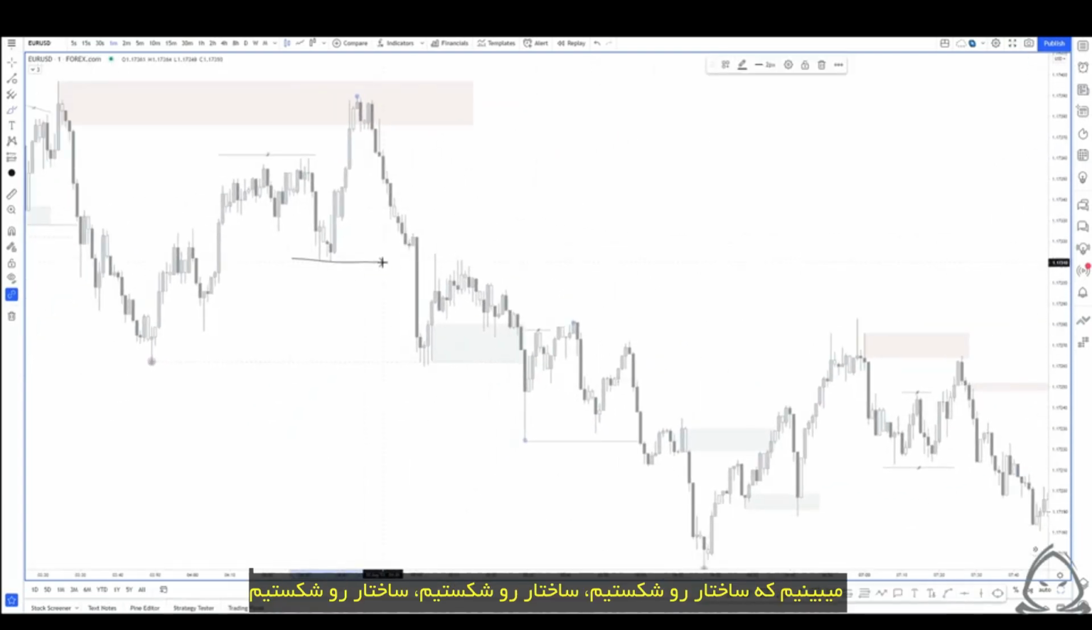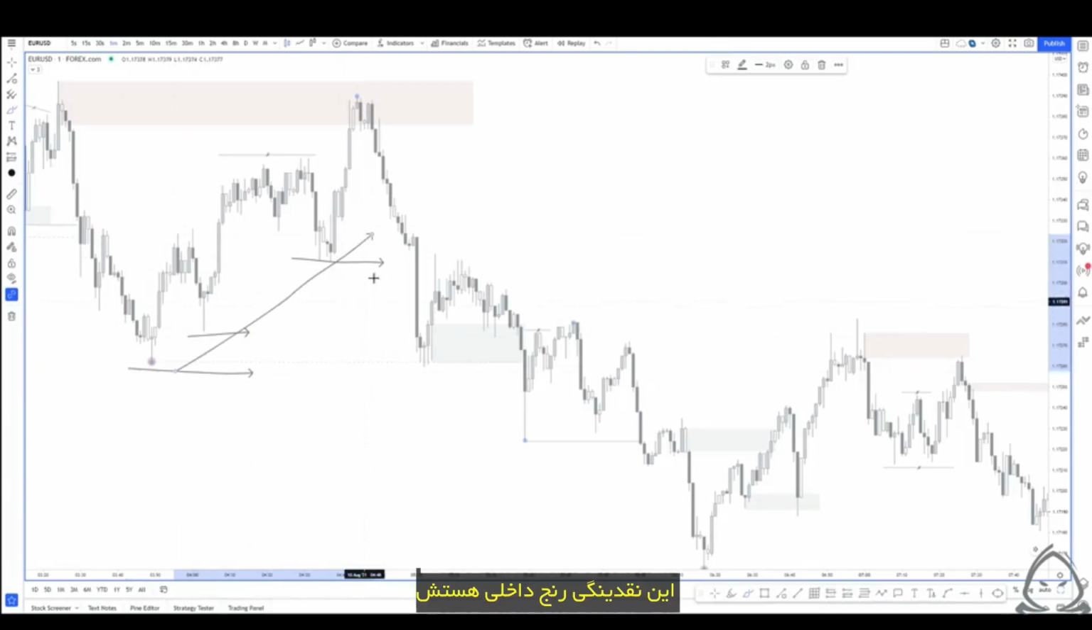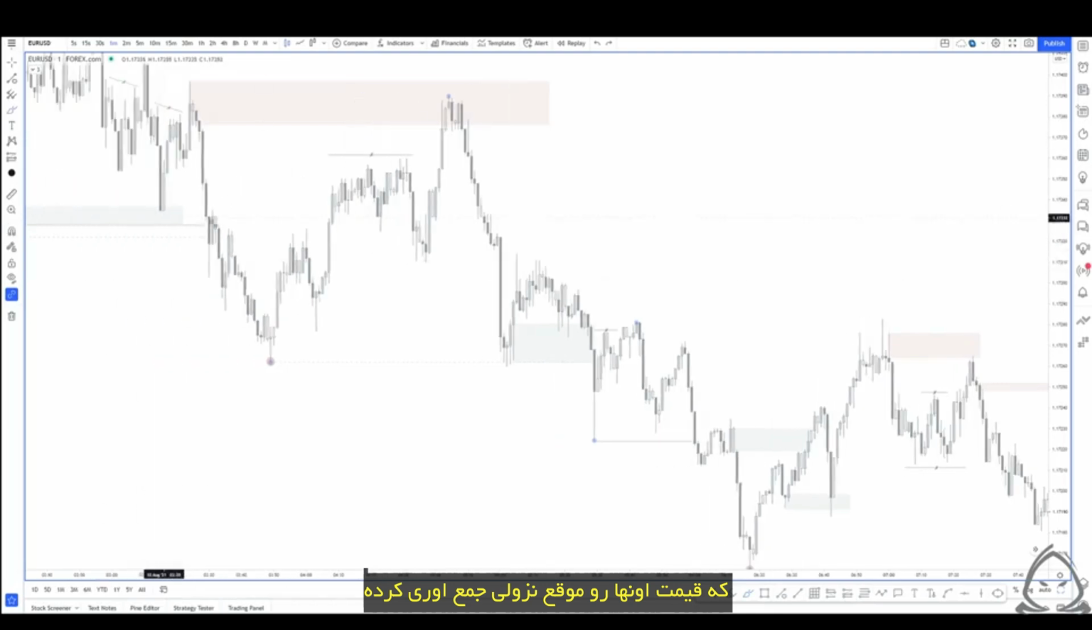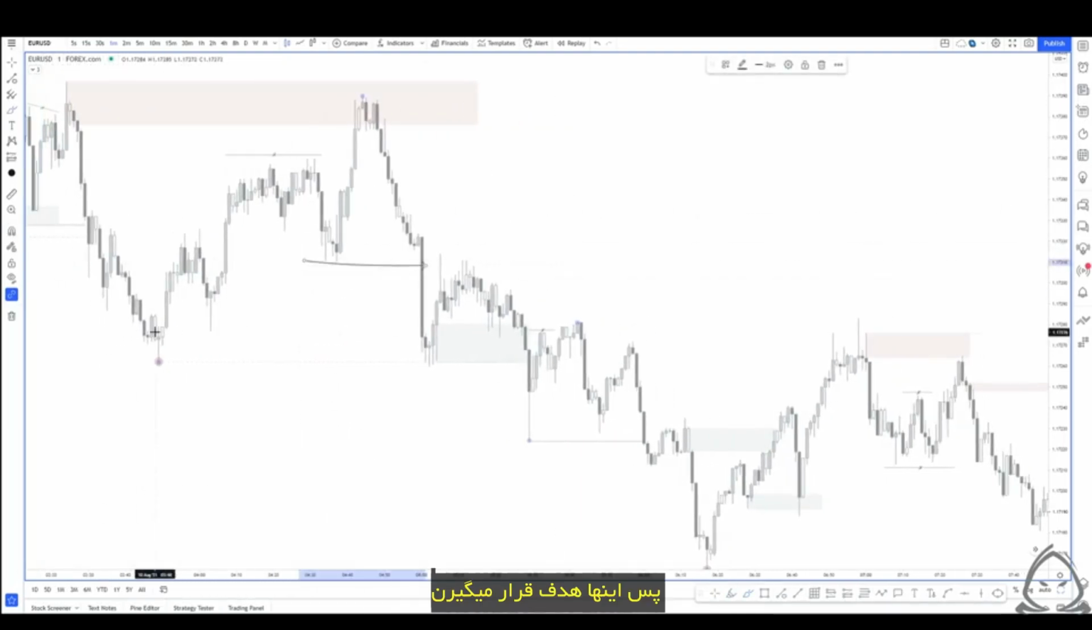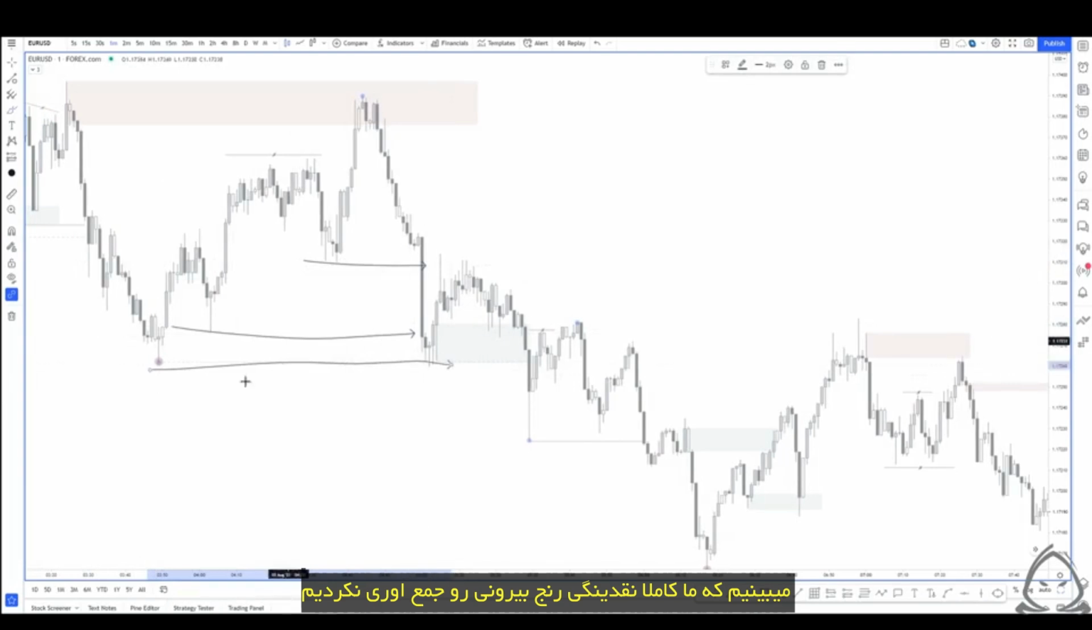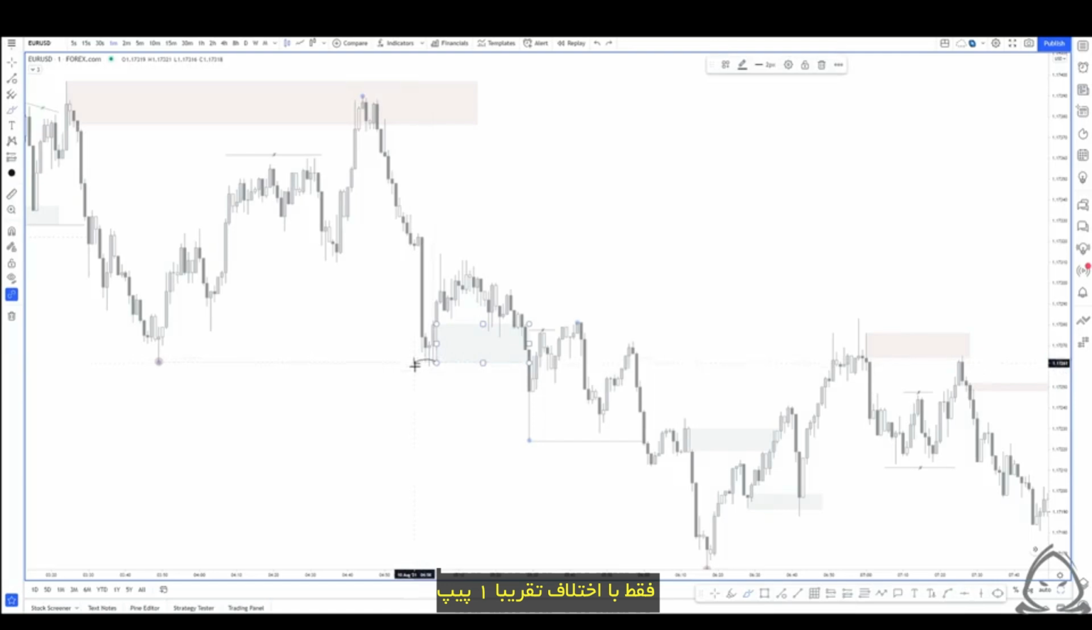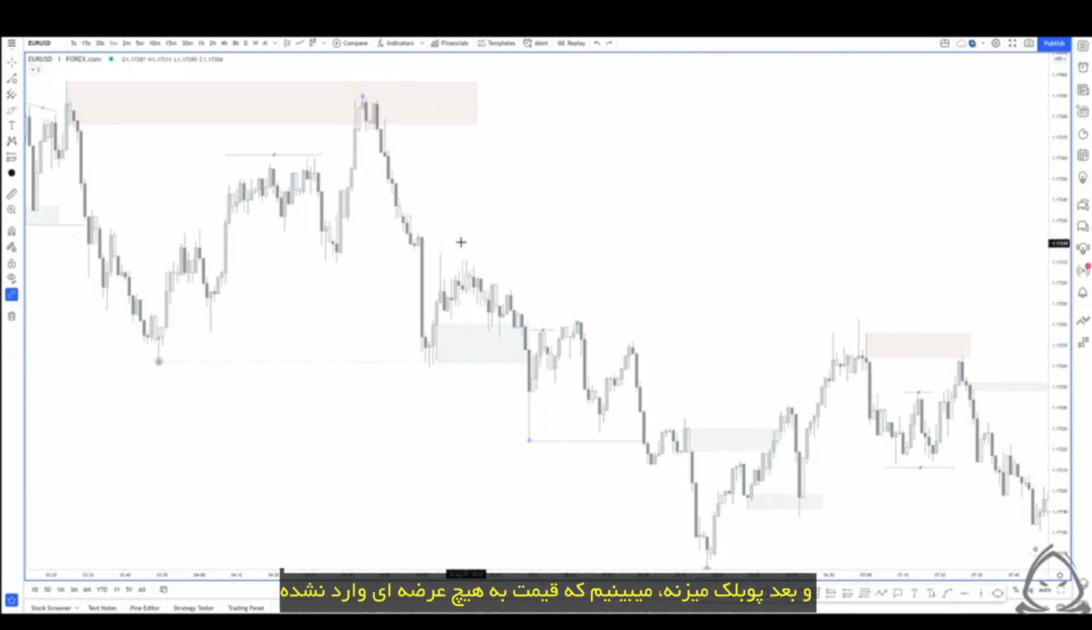And what we can see is we break structure, we break structure, we break structure. What is all this? This is internal range liquidity that price is taking as it continues moving to the downside. So these end up being targets. And what we can see is we don't actually fully break external range liquidity. We break it just by a pip or so, and then price pulls back.